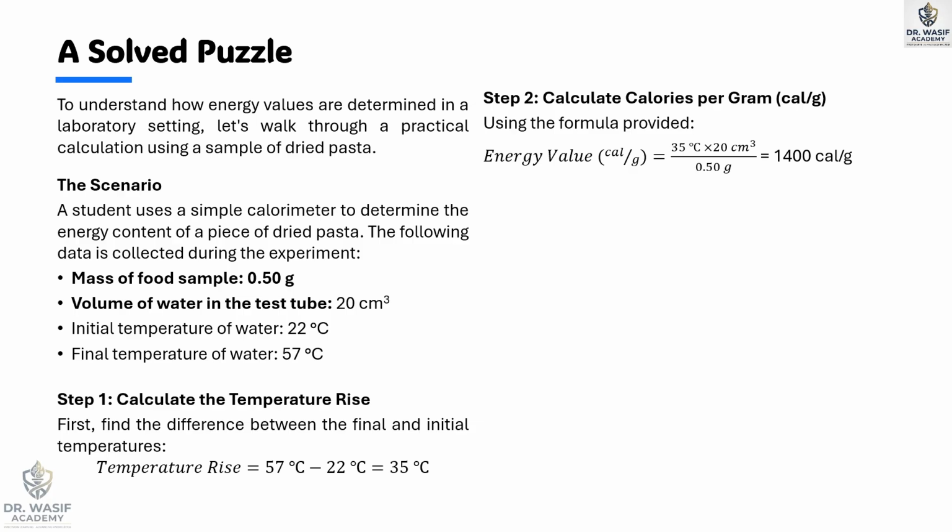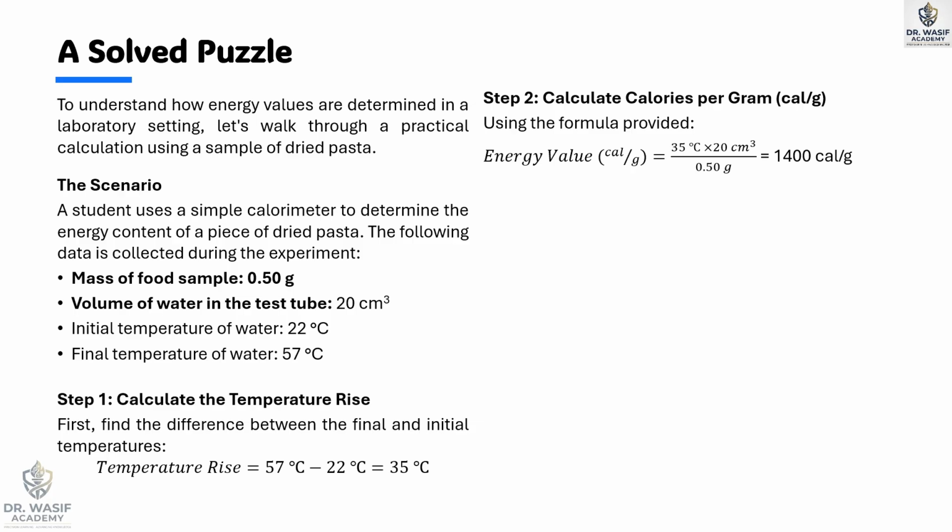Now for step 2, we calculate the calories per gram. Remember our definition? 1 calorie raises 1 cubic centimeter of water by 1 degree. So we multiply our temperature rise by the volume of water and then divide by the mass of the food to find out what a single gram would do. Here is the equation. The 35 degrees Celsius, that is the temperature rise, is multiplied by 20 cubic centimeter, that is the volume of water, and divided by the 0.5 gram, that is the weight of the sample. In that case, we have 1400 small calories per gram. But we are not finished yet.